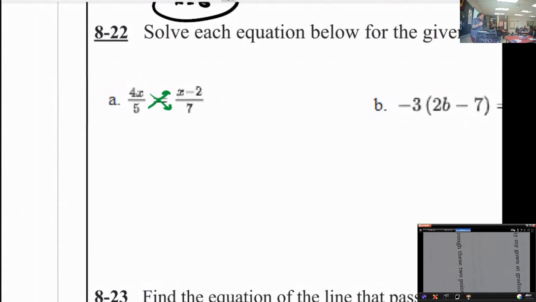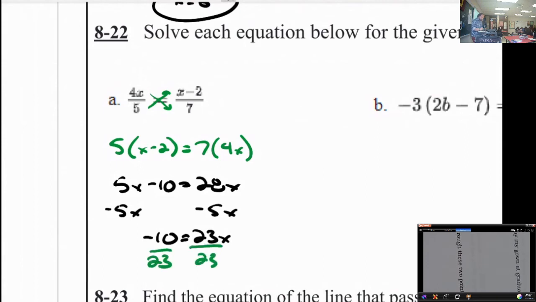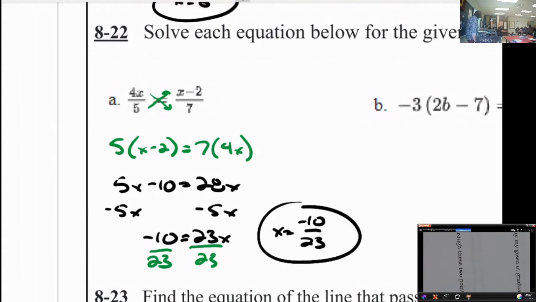5 times x minus 2 will look like this when you're all done. And this is equal to 7 times 4x. We got to distribute on the left and get 5x minus 10 equals 28x. Subtracting the 5x from both sides will give us negative 10 equals 23x. This is a bizarre equation with a bizarre answer, but that's what it is. X is equal to negative 10 over 23. I don't know what that is, but it's the answer.